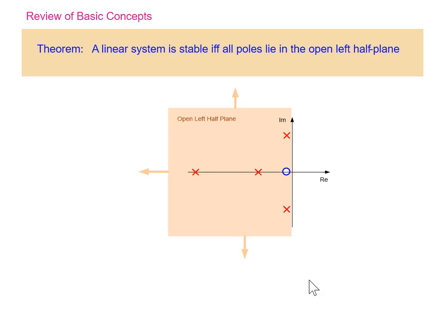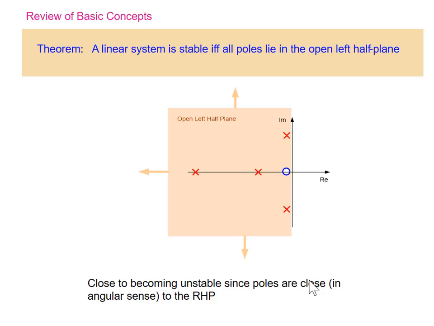Here's a situation where the poles are close to the imaginary axis in the angular sense. So this is close to becoming unstable, since the poles are, in the angular sense, close to the imaginary axis.